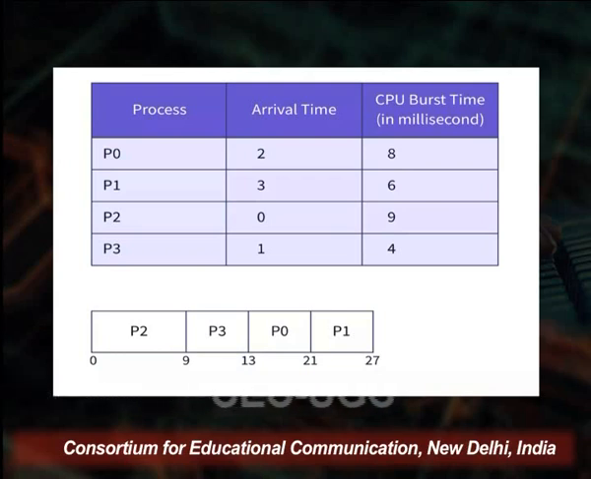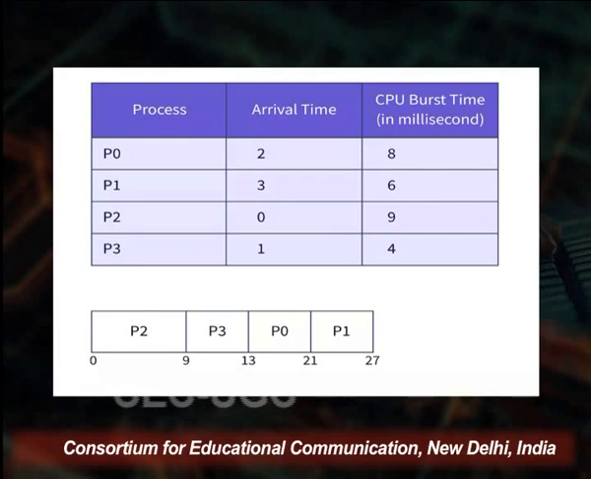So P2 has been given a CPU burst of 9 milliseconds, followed by P3, which has been given a CPU burst of 4 seconds, followed by P0, which has been given a CPU burst of 8 seconds. So 13 plus 8 makes it 21, and after P0 it will be P1 in the queue, which has been given a CPU burst of 6 seconds, making a total of 21 milliseconds in all for execution of all the 4 processes. Now what is happening here?